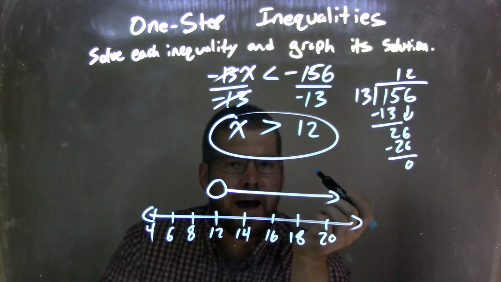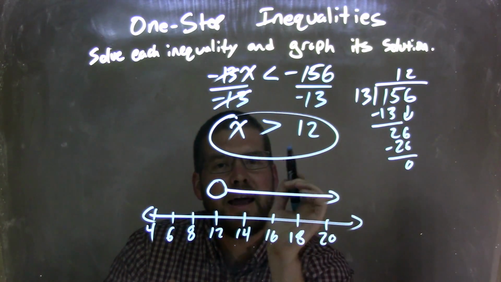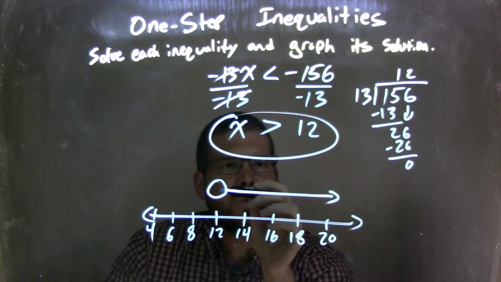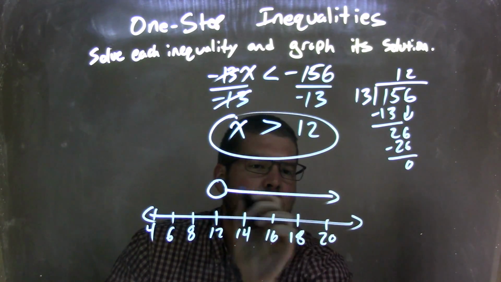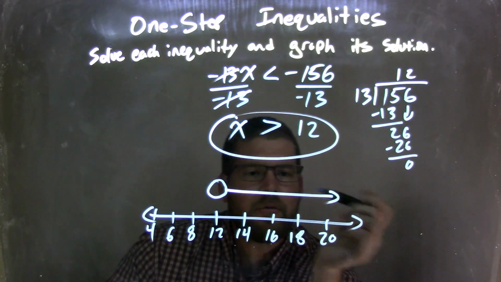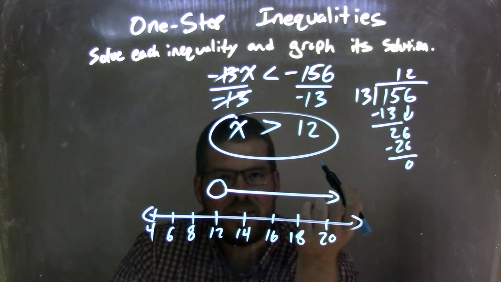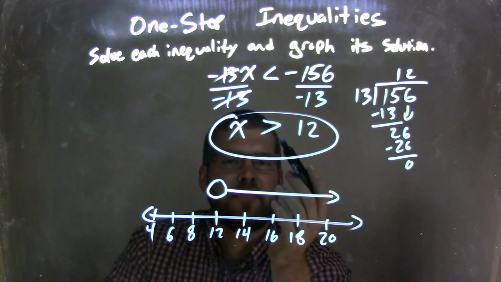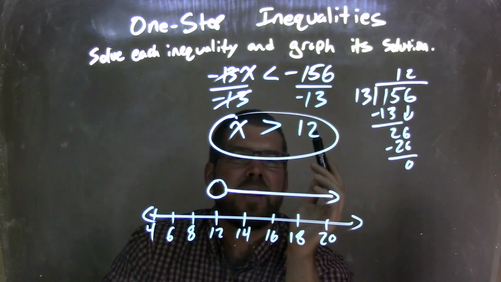But then I needed to graph it. So since it's greater than and not equal to, I have an open circle right there at 12, and then I shade to the right because of the greater than part, right? Because it's greater than 12. And so this graph is my answer, essentially. It's a graphical representation of our final answer of x is greater than 12.